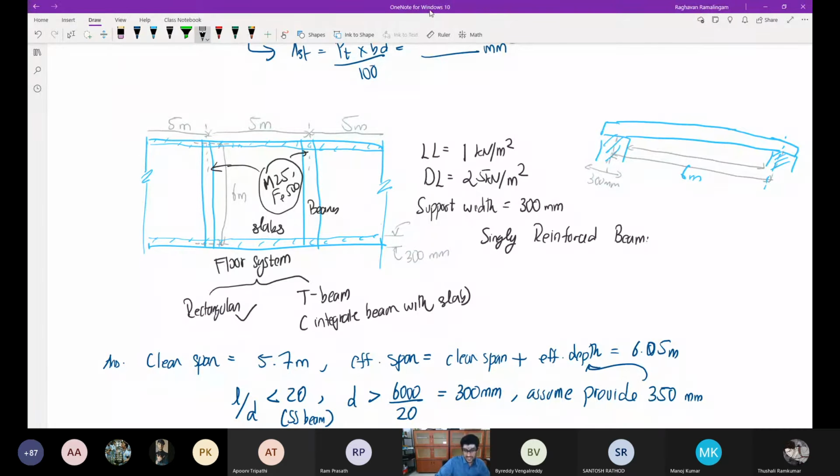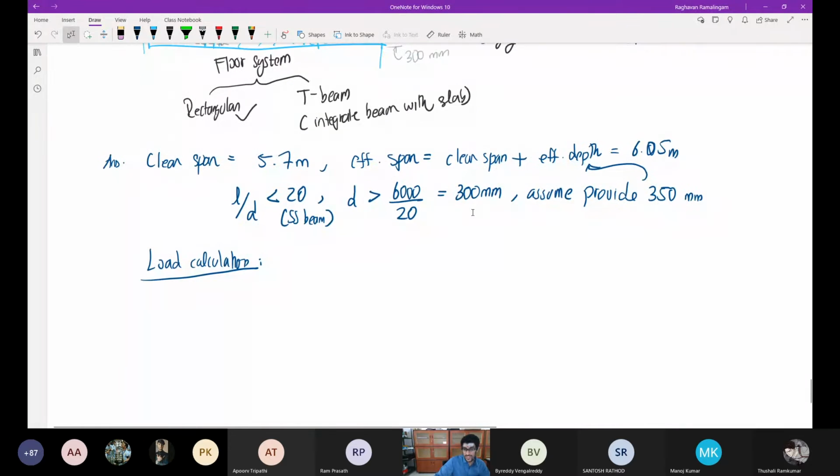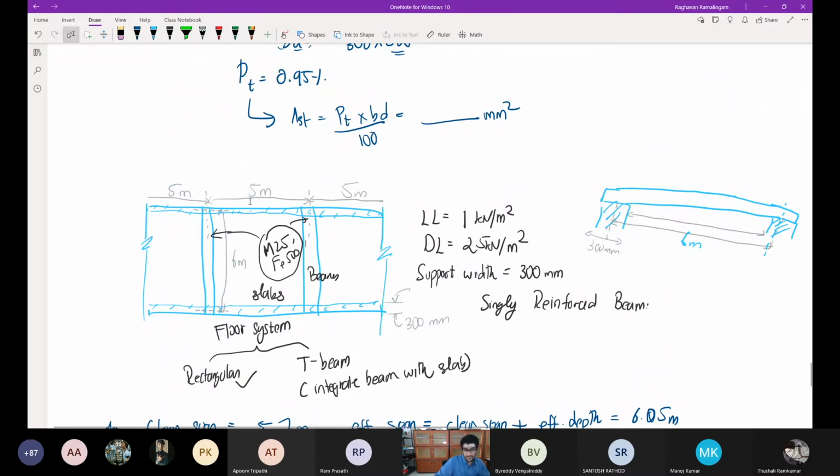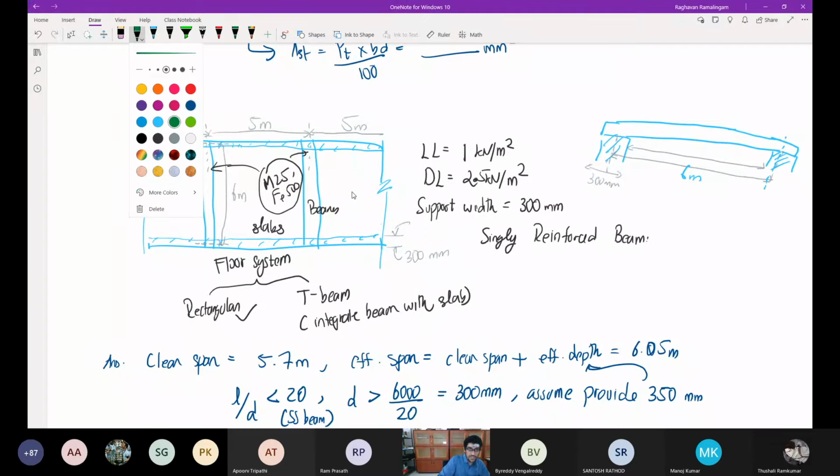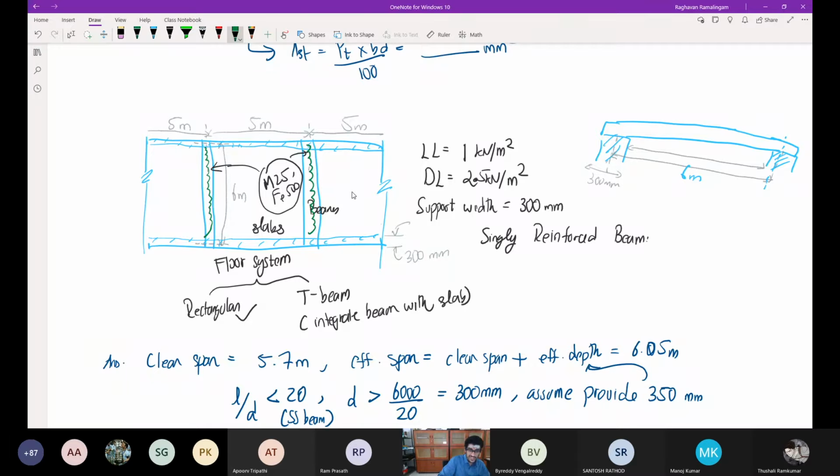Now I have found the width of my slab system, and this is given to me in kilonewton per meter square. This is 1 kilonewton per meter square for the live load, and 2.5 kilonewton per meter square for the dead load. So if I want to convert this to kilonewton per meter, how do I find the kilonewton per meter load on this beam? If I want to convert it to UDL, kilonewton per meter.